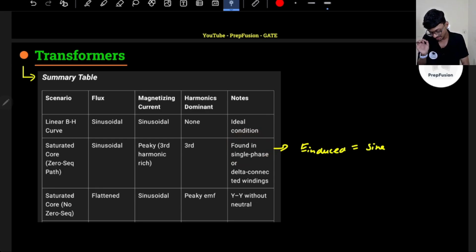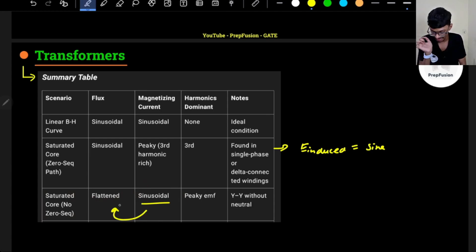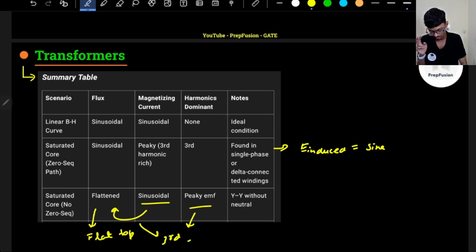Next, if the core is saturated again, but this time the magnetizing current is sinusoidal, then my flux will be flattened, also known as flat topped, and my EMF will be peaky in nature. Both will contain third harmonics. My magnetizing current will not contain any harmonics.